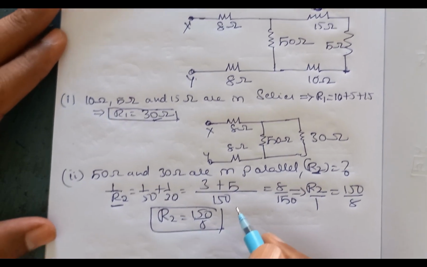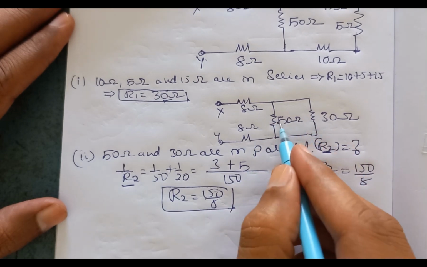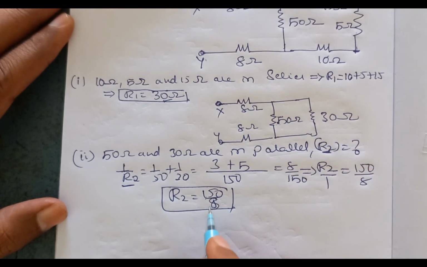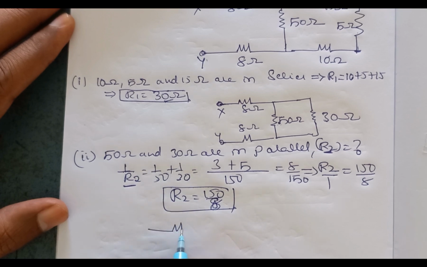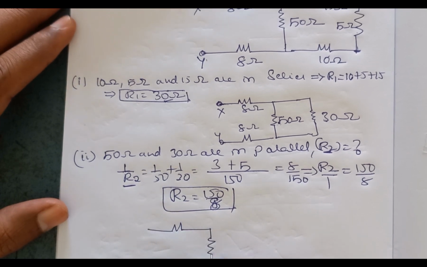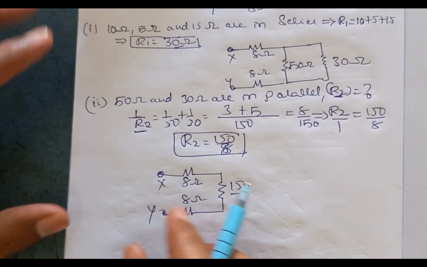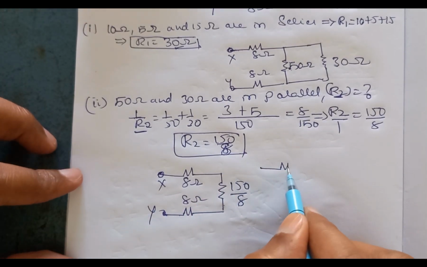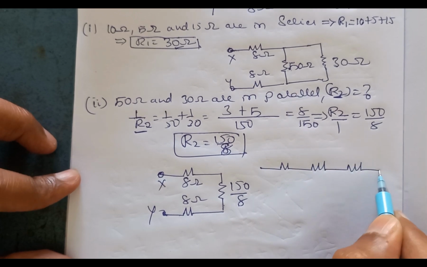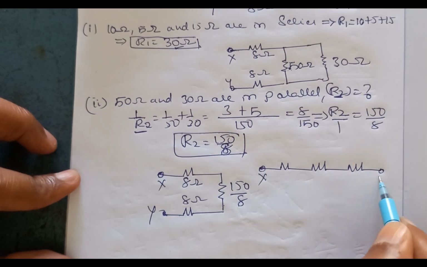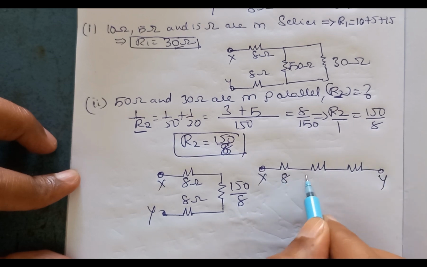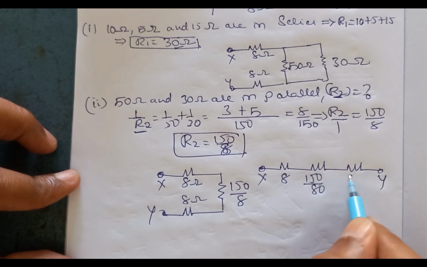Now the circuit, how is the circuit? These two are combined, which came as 150 by 8. So now this is the circuit, here X and here Y, 8 ohms and this is 150 by 8. Now all these are in series. If you stretch this wire like this, it is 8 ohms, 150 by 8, and this is 8 ohms.